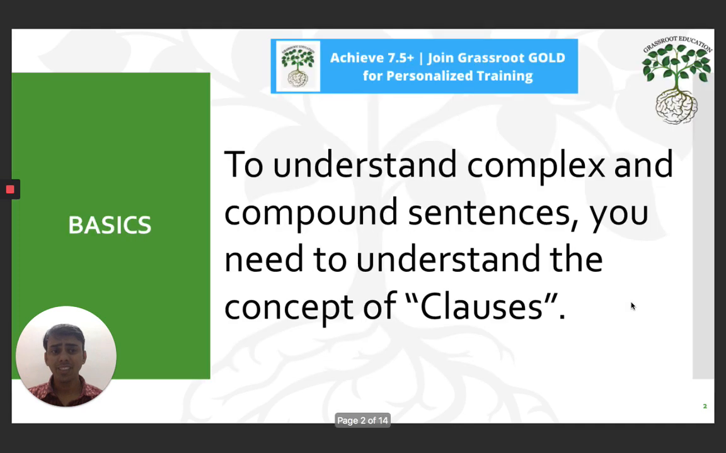Okay? Before we start with compound and complex sentences, it is essential that you learn the building blocks first. Okay, so understand what these compound and complex sentences are made of. Once you learn that, the advanced concepts are going to become easier, right? So that building block of compound and complex sentences is called clauses. Okay, now what are clauses?